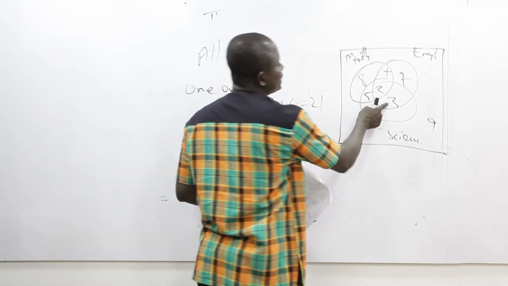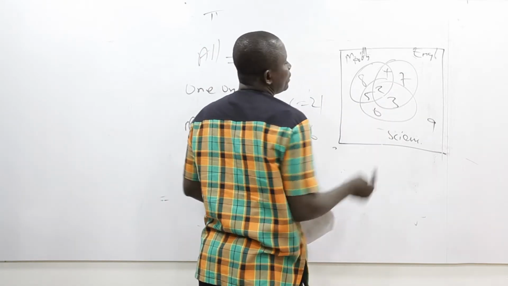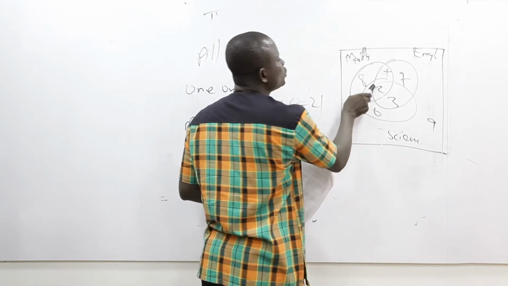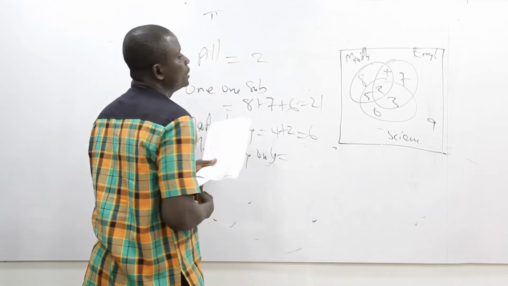Now, look at this tray. This tray is English and science only. But English and science is this plus this. 2 plus 3, that is going to what? 5, right? That's what you should note.